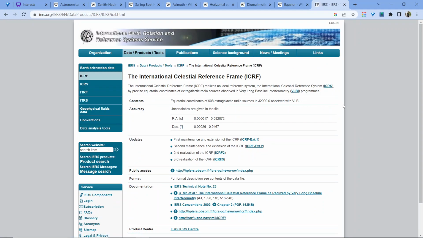The International Celestial Reference Frame realizes an ideal reference system in the International Celestial Reference System by precise equatorial coordinates of extragalactic radio sources observed in very long baseline interferometry, VLBI, programs. Uncertainties are given in the file.